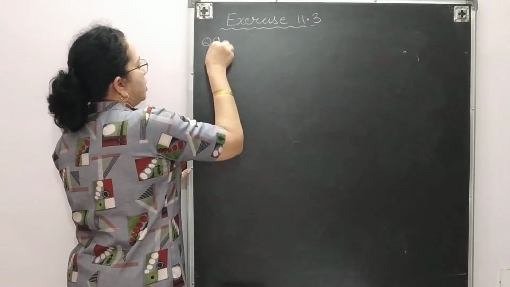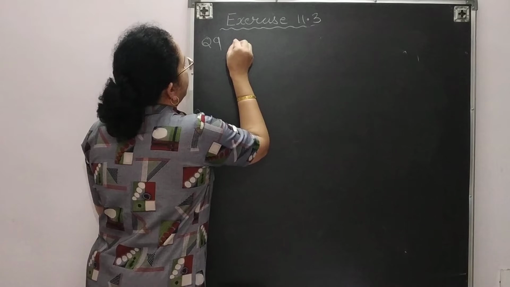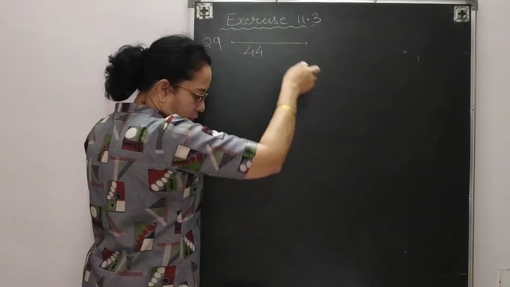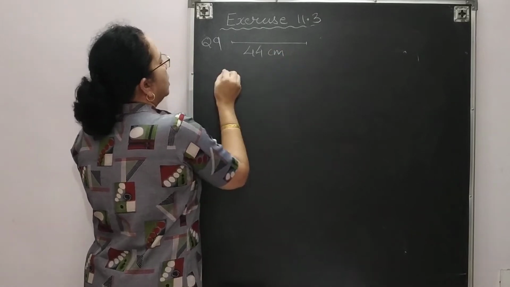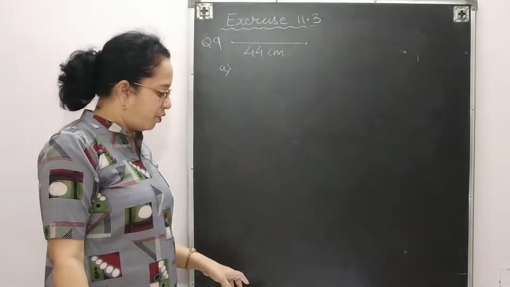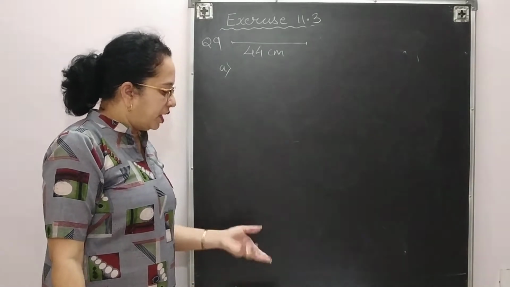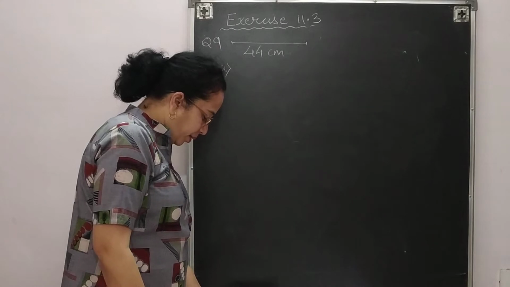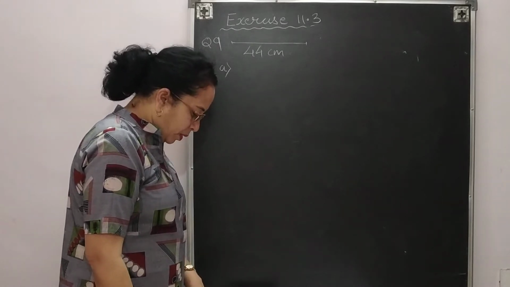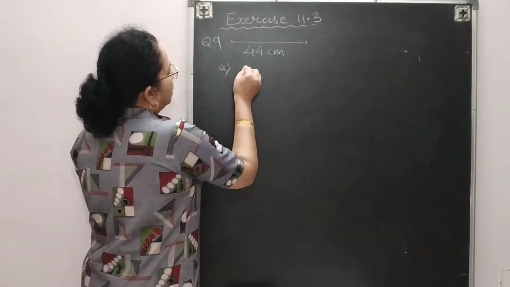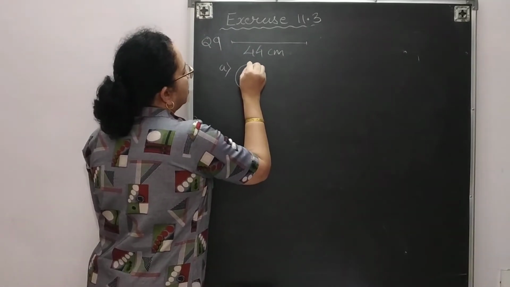Now I'll take question number 9. In question number 9, the length of a rope is given as 44 centimeter. This rope is bent into different shapes and you need to find the area of that shape. So the first one, it is given, is bent into the shape of a circle. So we will draw a circle.